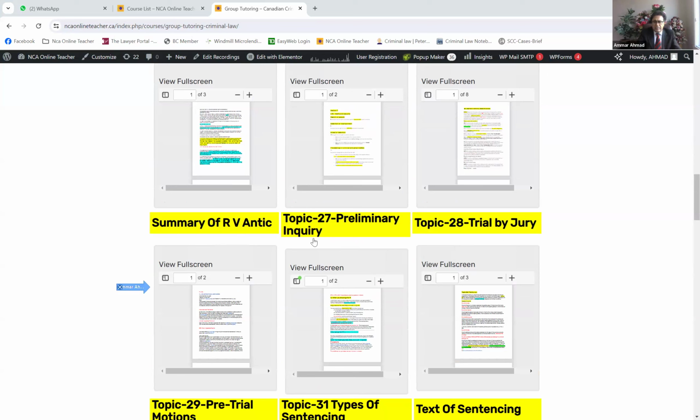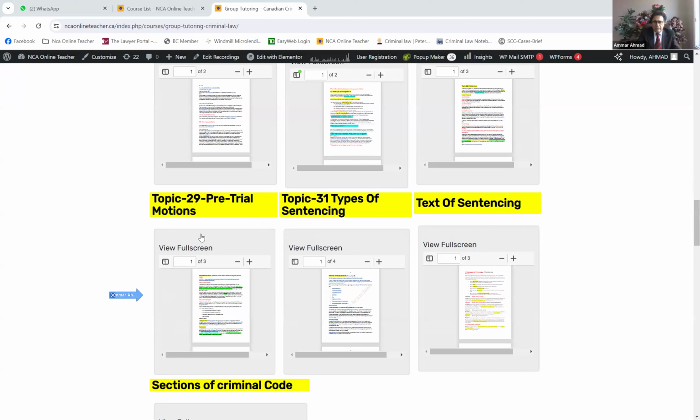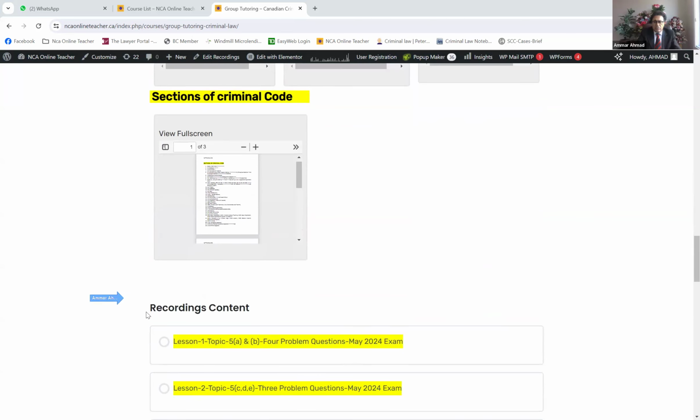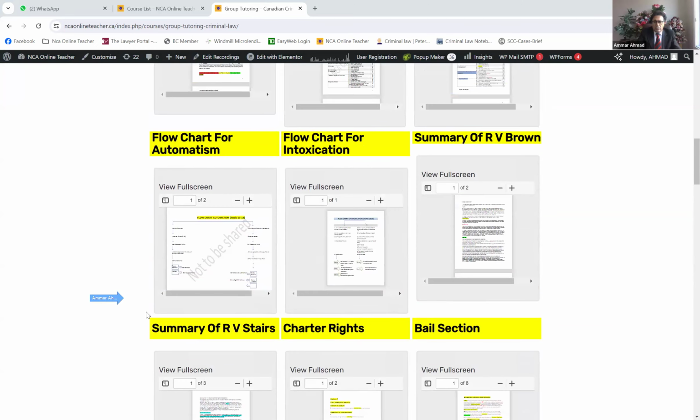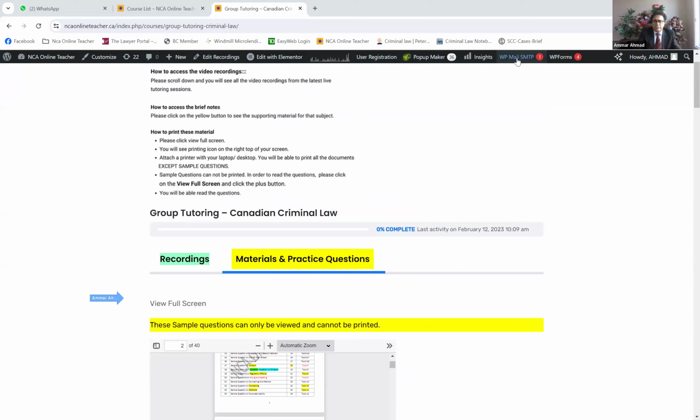This is extra material for topic number 27, preliminary inquiry, and topic number 28, jury trial. This is topic number 29 of the syllabus, pre-trial motions, and topic 31, types of sentencing. These are the sections of the Criminal Code, and all these resources come as part of the group tutoring.